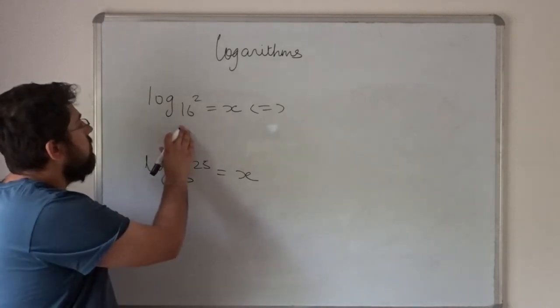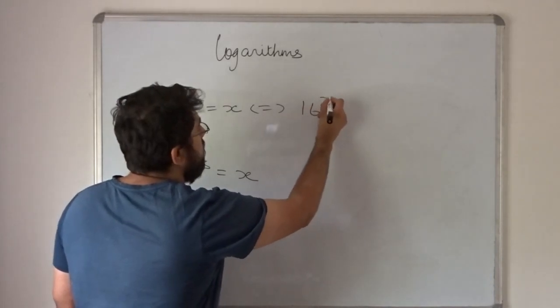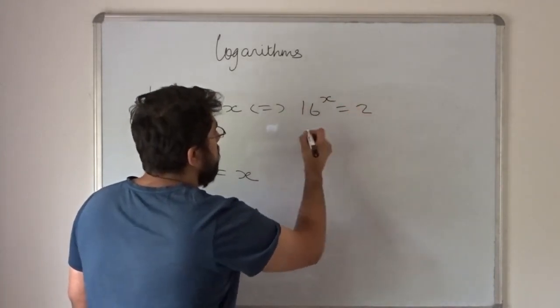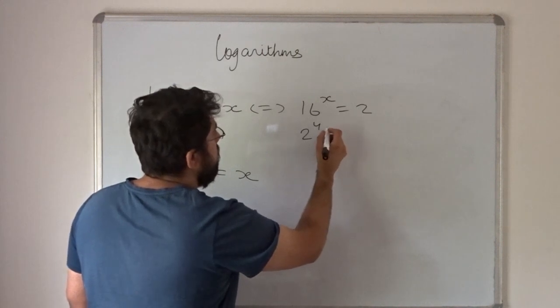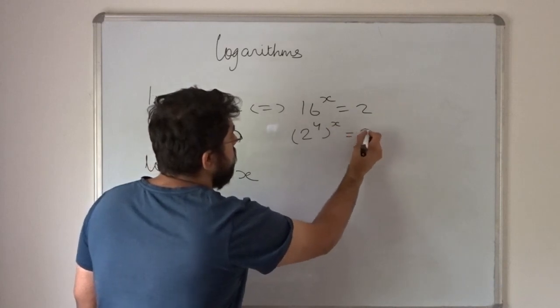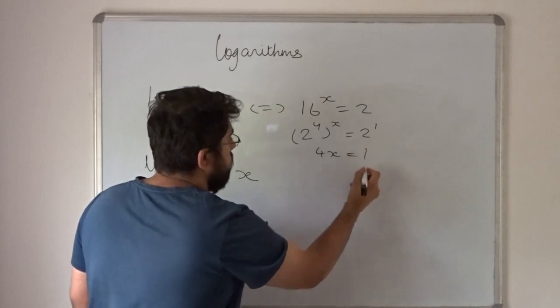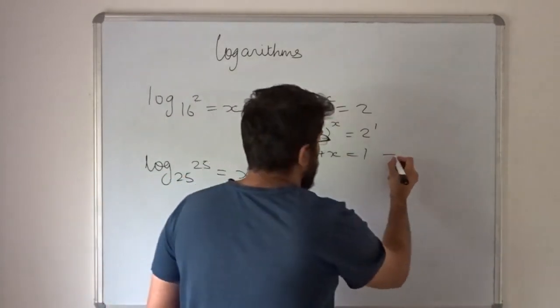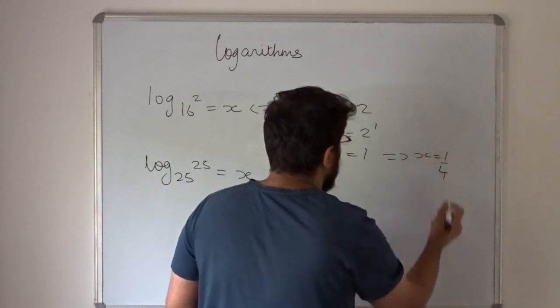So basically this is very easy. So like I said, I'm not going to explain anything. So then you have 2 to the power 4, okay, 2 to the power 4x. So equals 2 to the power 1x. So then you have 4x, which equals 1. And then you have x equals 1 to the power 4.